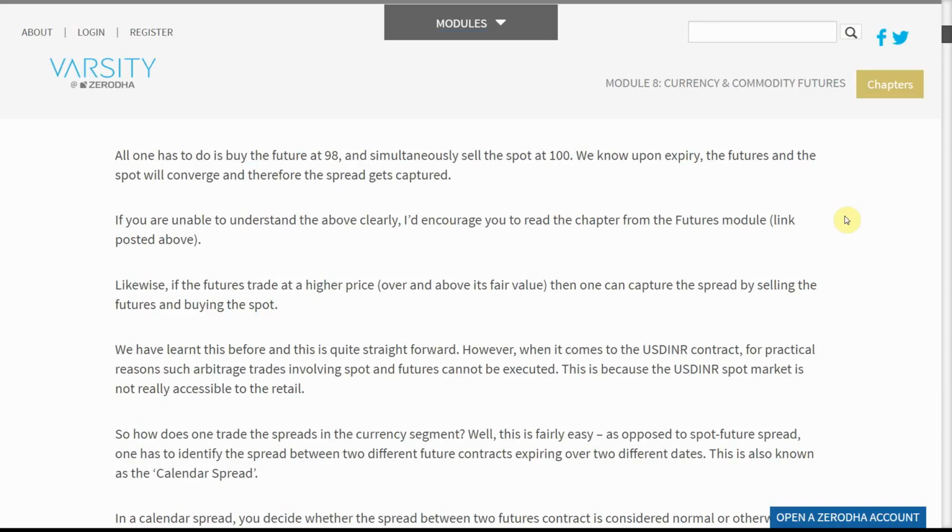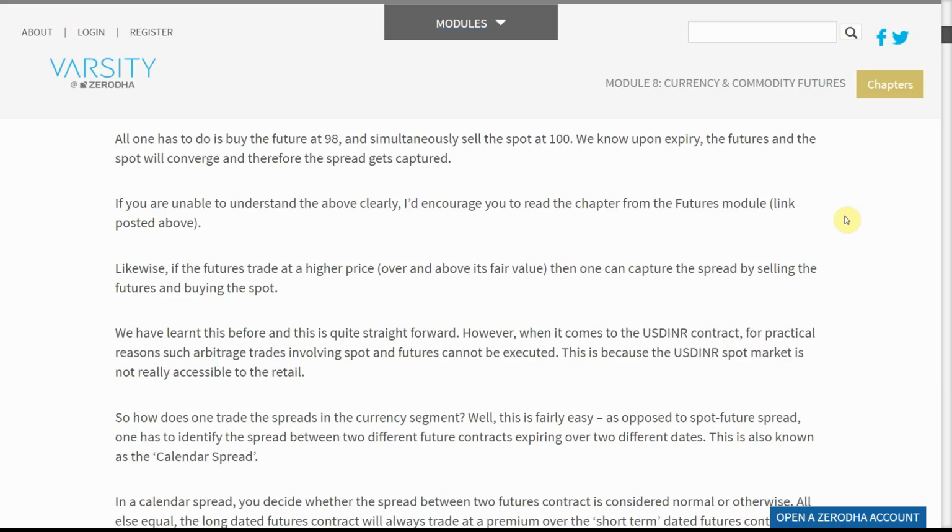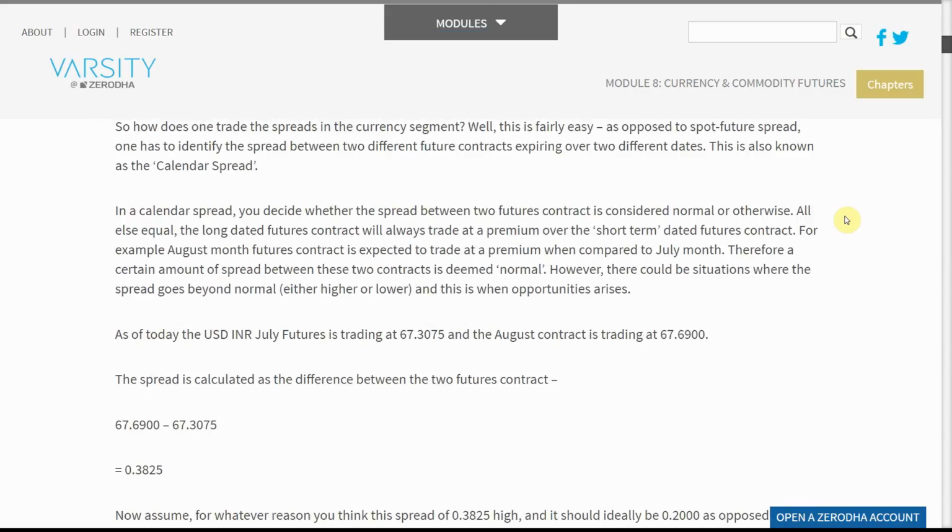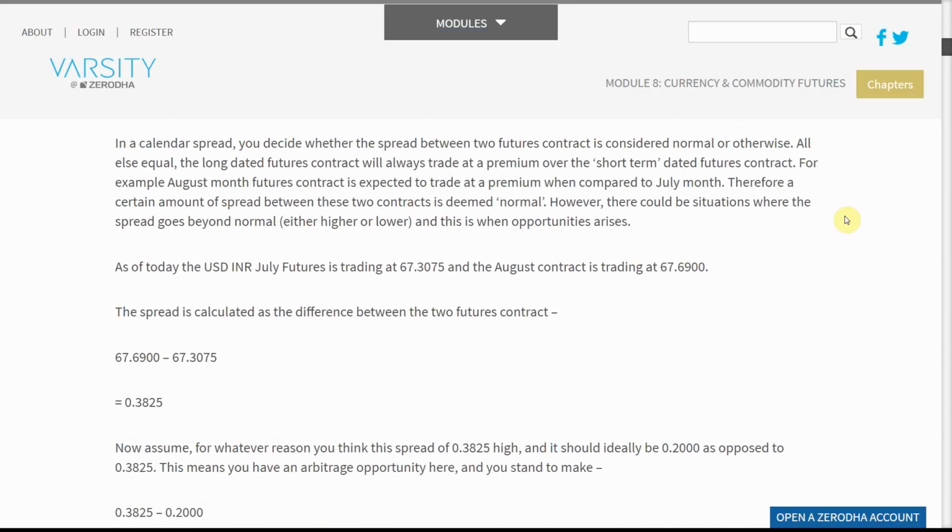So how does one trade the spreads in the currency segment? Well, this is fairly easy, as opposed to spot future spread. One has to identify the spread between two different future contracts expiring over two different dates. This is also known as the calendar spread. In a calendar spread, you decide whether the spread between two futures contracts is considered normal or otherwise.